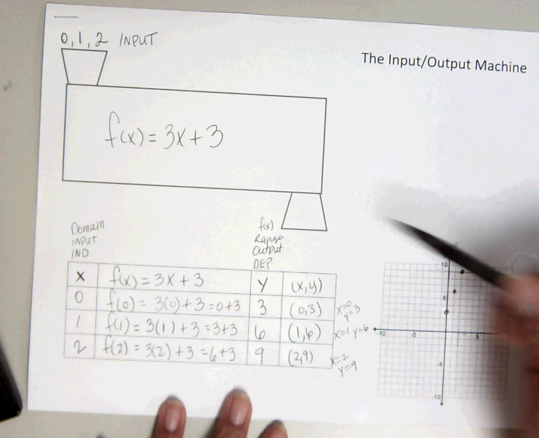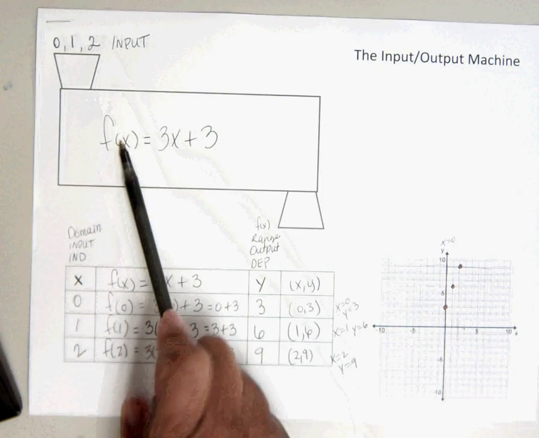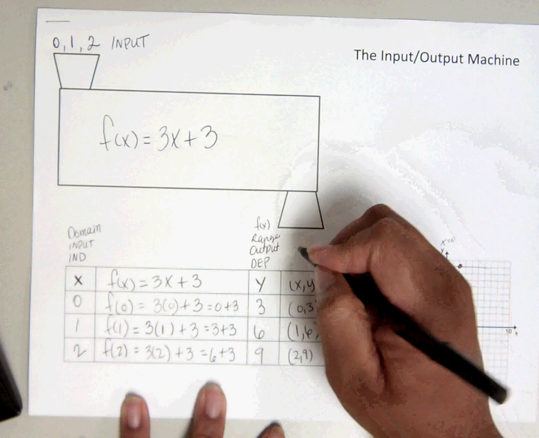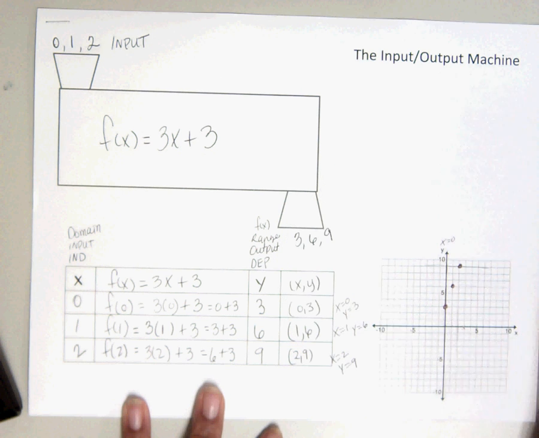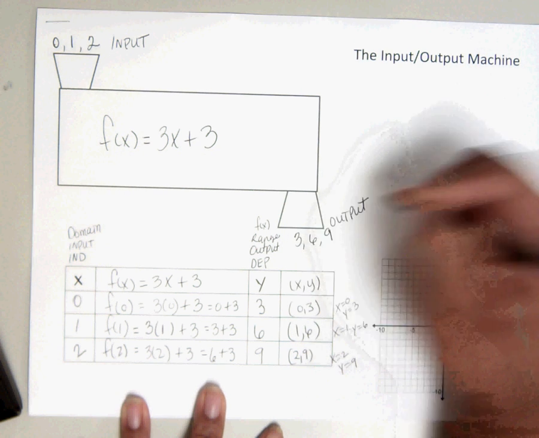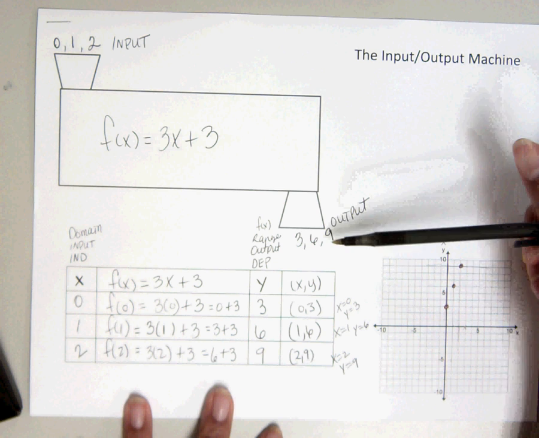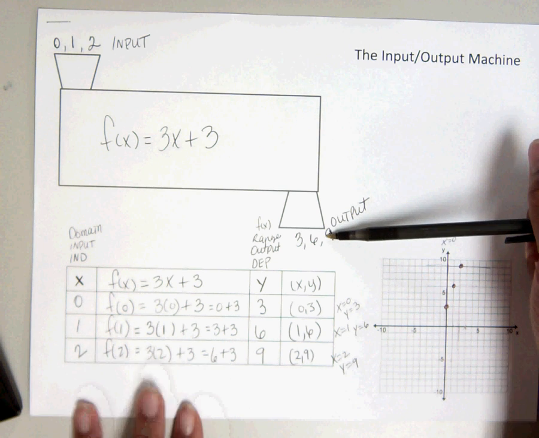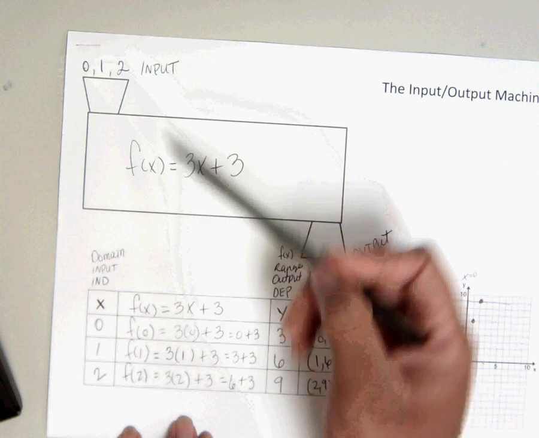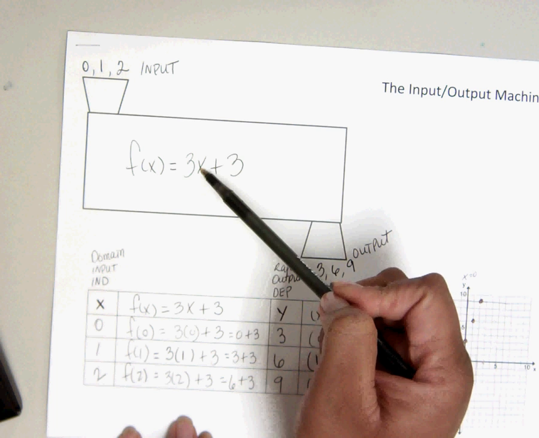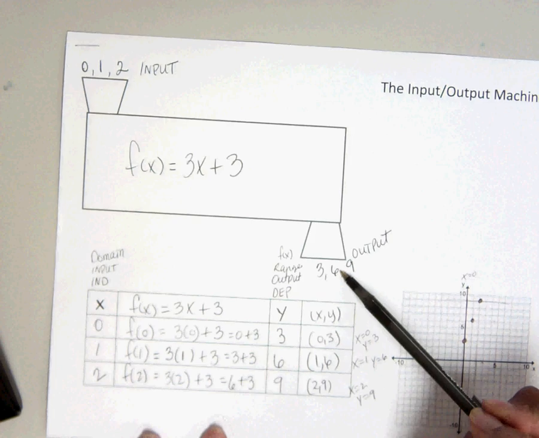Now, what did the input and output machine do? Well, when I put 0, 1, and 2 into my function, out came 3, 6, and 9. Those were my output values. These values, that's my range. Those are my dependent values. These are my independent values. That's my domain. So my domain went into the function and out came the result, the dependent values.